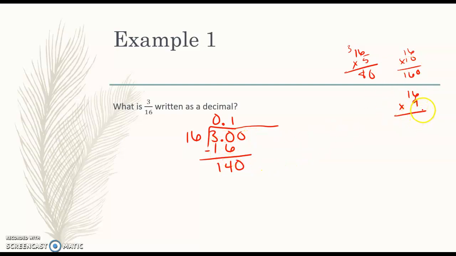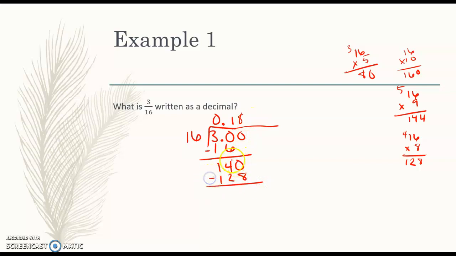So let's see. 9 times 6 is 54. And then 9 times 1 is 9, plus 5 is 14. So that puts me at 144, which is greater than 140, just barely. So what that means is I want 16 times 8. So I'm going to go ahead and put the 8 over here. And now I'm going to do 16 times 8. 8 times 6 is 48. And then 8 times 1 is 8, plus 4 is 12. So we end up with 128.